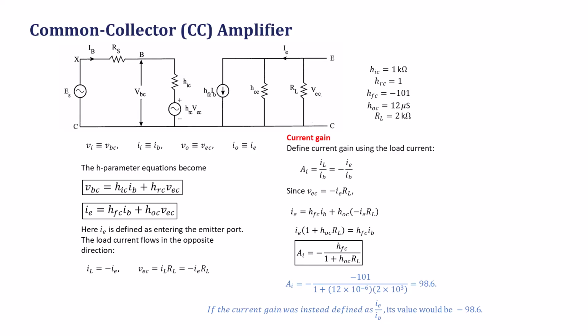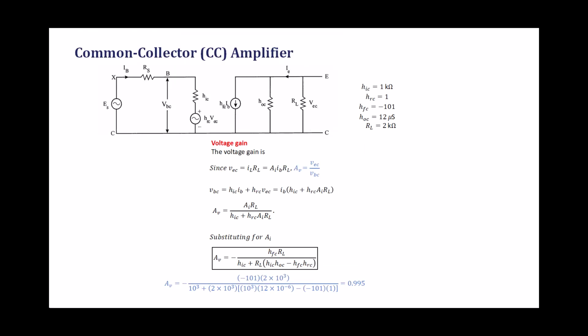Just a quick note, if we had instead defined current gain as IE over IB without the sign flip, its value would be negative 98.6. Now let's find the voltage gain. Since VEC equals IL RL, which is AI times IB times RL, we can write AV as VEC over VBC.